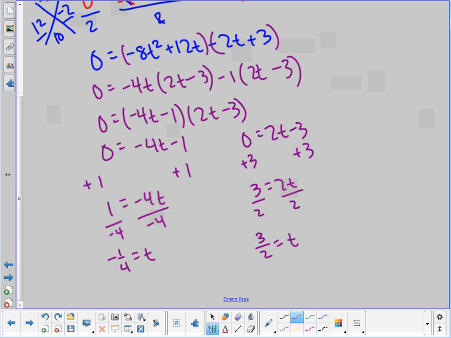So now this is where we ask ourselves, which one makes sense? Do both make sense? Sometimes that's possible. Do neither make sense? Sometimes that happens too. And then you would just have no solution.